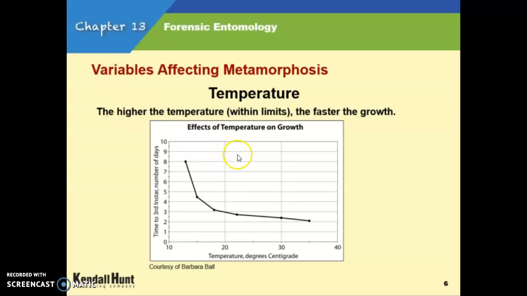So the higher the temperature, within limits, right? If we put these in an oven at 400 degrees, they're not really going to be growing faster, right? But the higher the temperature within limits, the faster the growth. So we tend to see more insect activity quicker in warmer climates than we do, for example, in the Arctic.